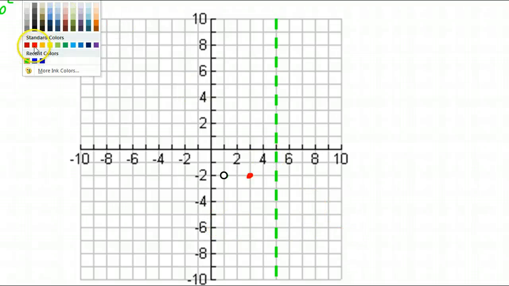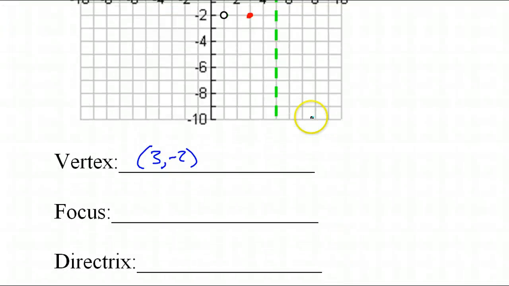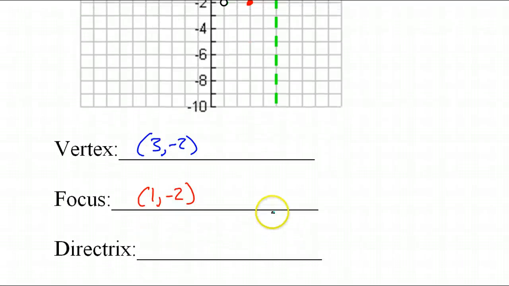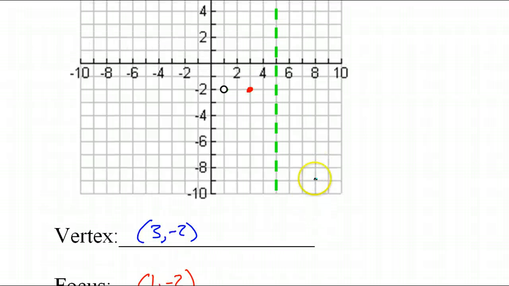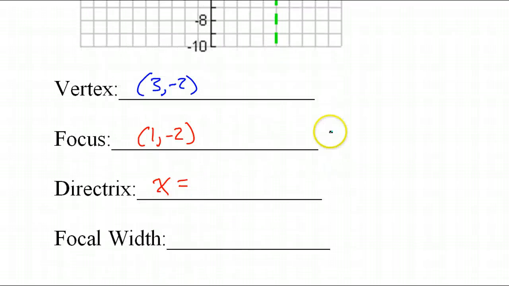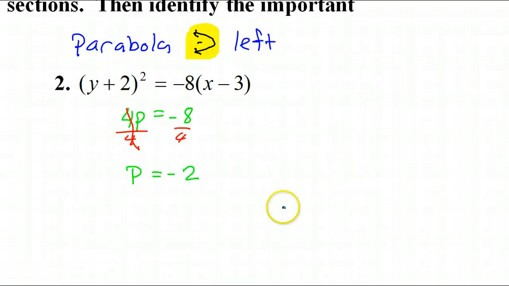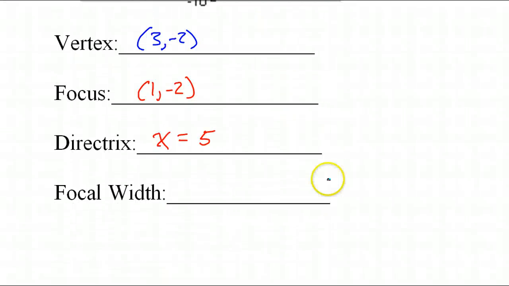I feel like I better write down the stuff I have so far. So I've got the vertex. The focus was 1, -2. The directrix, vertical lines are always x equals a number, and this is x equals 5. Now the focal width is always positive. See that -8? So the focal width is 8.